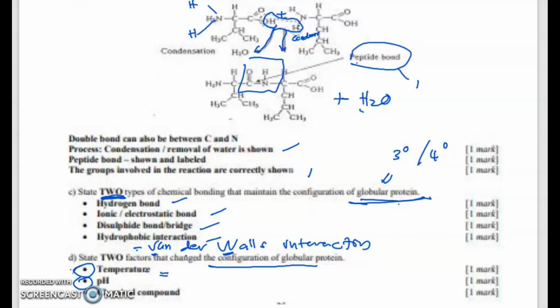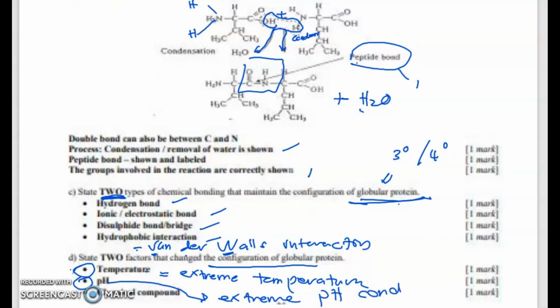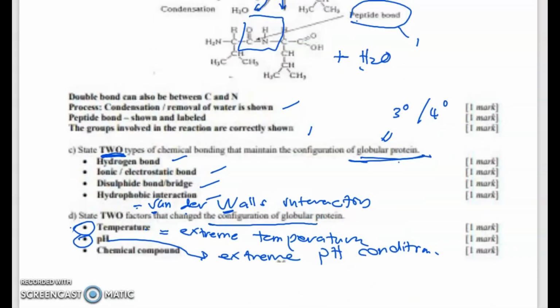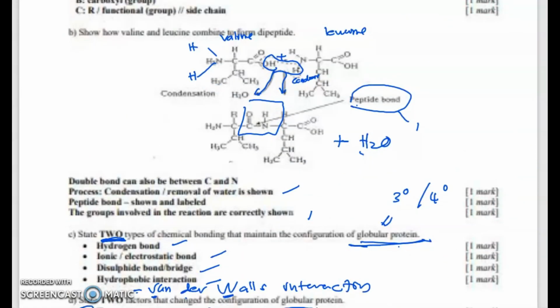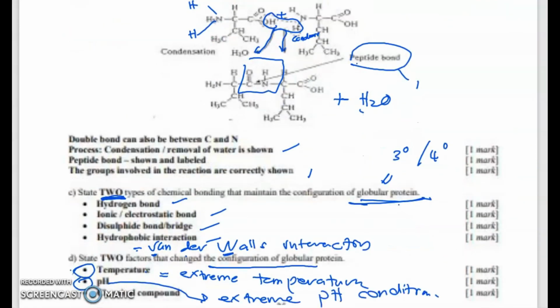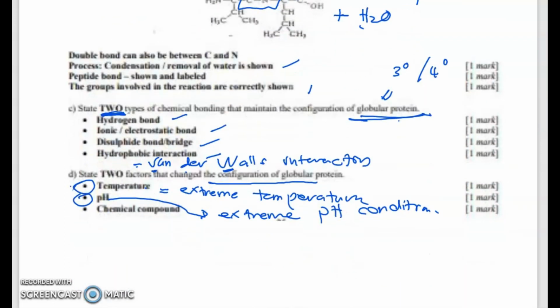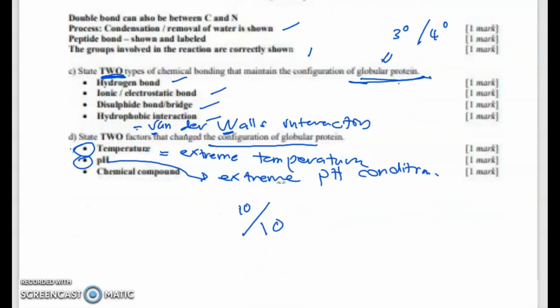The specific ini sebenarnya kamu kena kata extreme temperature. And then for pH, extreme pH condition. Dapatlah kamu 2 markah. So, kalau kita cantum, ini 3, 6, 6, campur 2 dan campur 2. Dapatlah juga per 10. Berapa kamu dapat? Kalau 10 per 10, bagus.